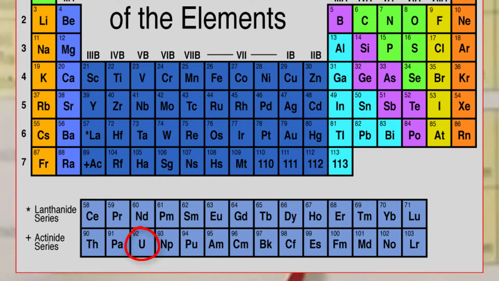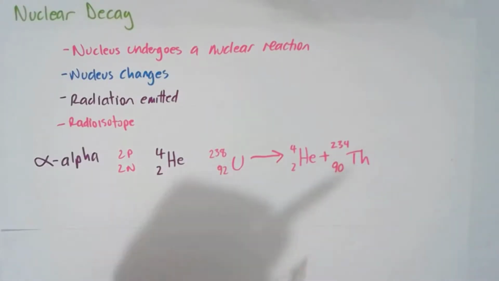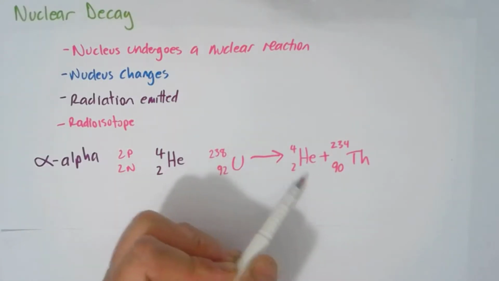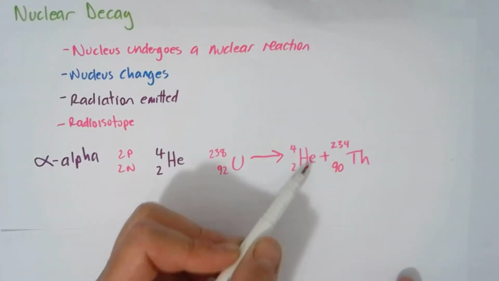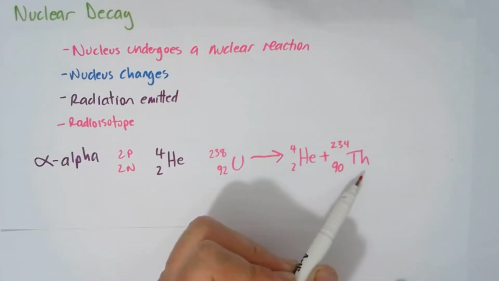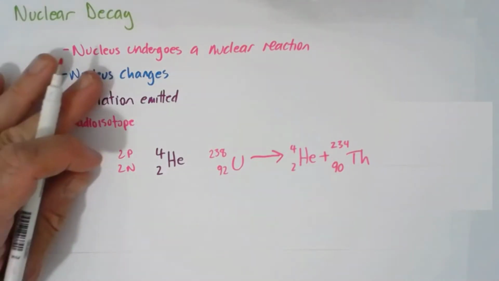Let's grab the periodic table and see what element that must be if it's 90. Here's uranium, and it's lost 2 protons. So we're now at thorium, Th for thorium. That's called the daughter product, or the decay product. It started as uranium, an alpha particle was ejected from the nucleus, and what's left is thorium. So that's alpha decay, alpha radiation.